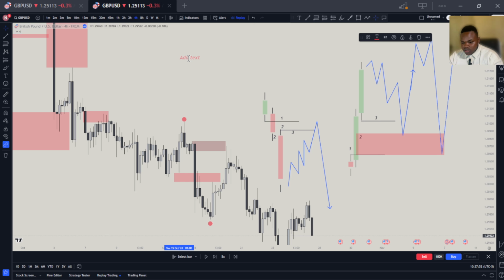Okay, so let me write it down here. Number one, must take out some form of liquidity before reversing price.